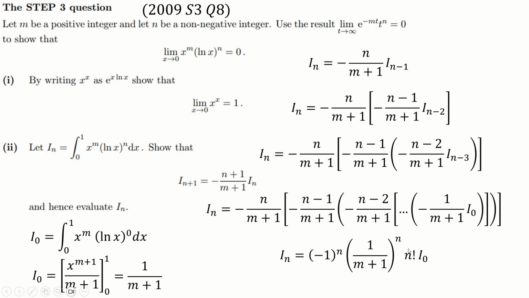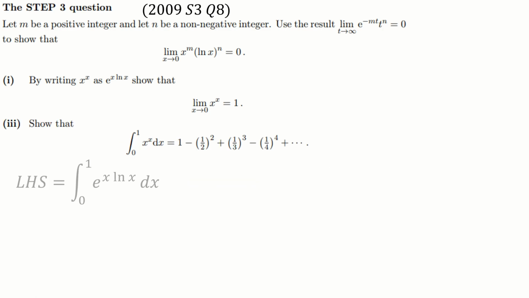So I think we end up with this, the n factorial I explained before. And of course, I can substitute in this I0 result, which just increases the power of this bracket here. And I think this would be a result that we could say for In. Cool. Okay, so that's that evaluated.